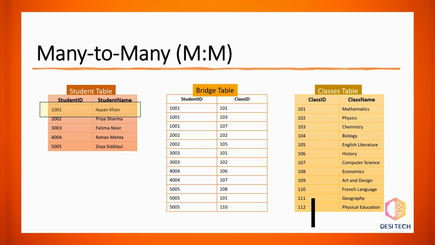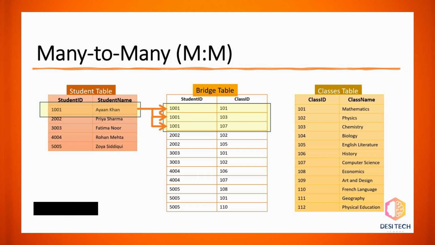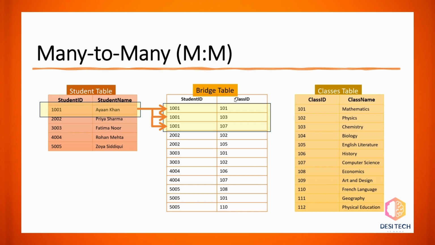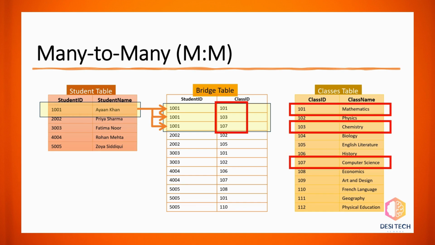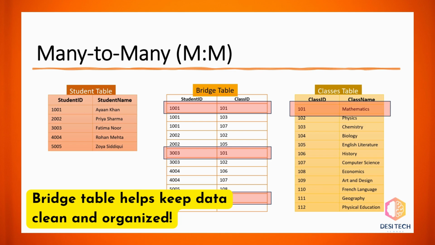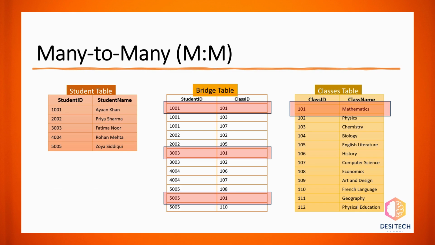Let's say Ayan is in math, chemistry, and computer class. Then our bridge table will have one row for each connection. As you can see here in the image, it's like a list of all pairings. This makes it very easy for our data tool like Power BI to understand and analyze everything correctly. One student to many classes and one class to many students makes a many-to-many relationship. We connect them using a bridge table to keep things clean and organized. And this is how a many-to-many relationship in databases works. It's simple, isn't it? Now let's practice building one in Power BI.